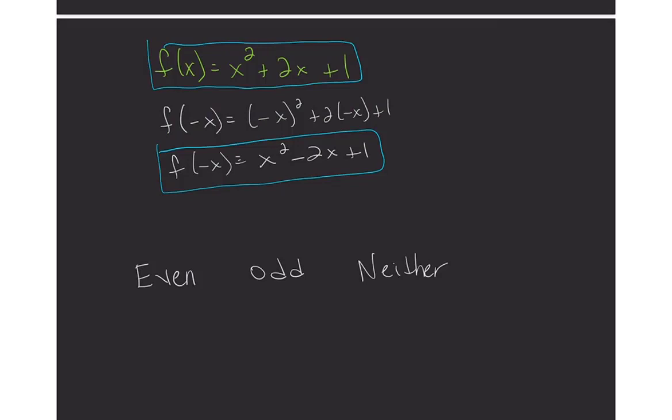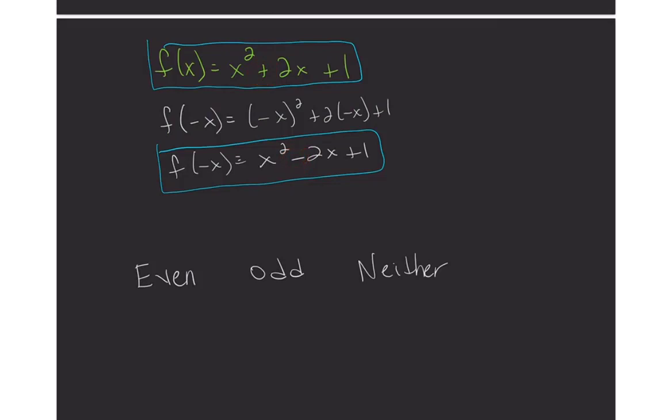How many of you guys think it's even? How many of you think it's odd? How many of you think it's neither? Yeah. So we'll go through them real quick. To be even, they have to match up exactly. And does this one and this one match up exactly? Nope, because you got the positive and the negative, right? So it can't be even because they don't match up exactly.